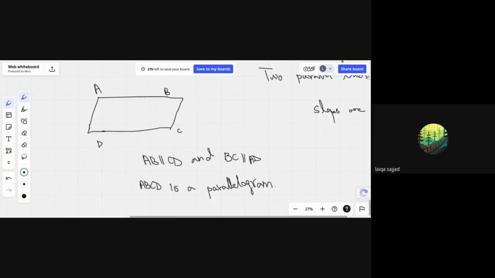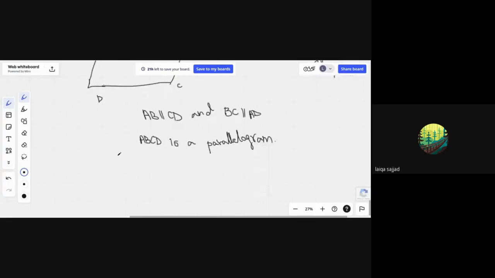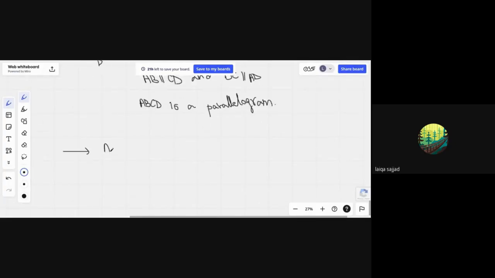Okay, so in the next question, we are given 3 points, A, B, C, and their coordinates. A has the coordinates 2 and 1. B has the coordinates small p and 3. C has the coordinates 5 and 5.